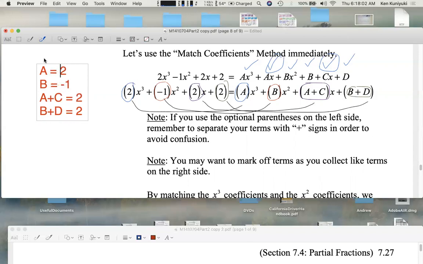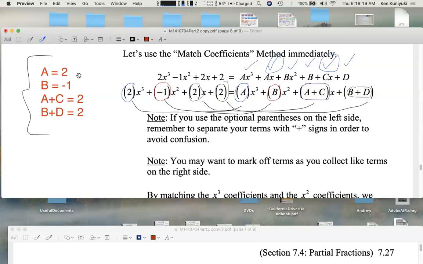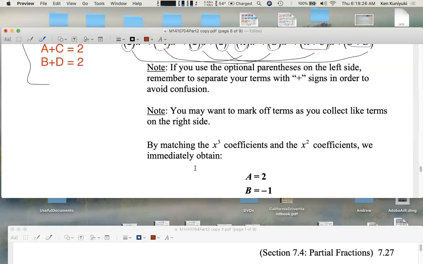We have a system of 4 linear equations in 4 unknowns, A, B, C, and D. But you can see it's a very sparse system, and it's very easy to solve. Right off the bat, A equals 2, B equals -1. We practically get those for free.